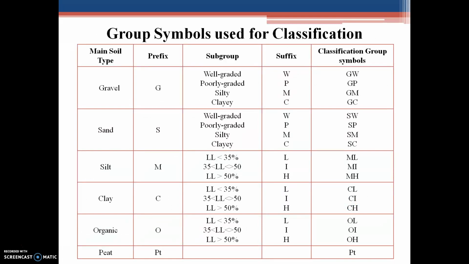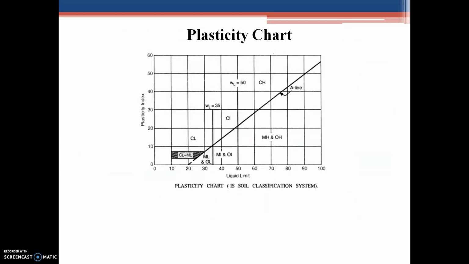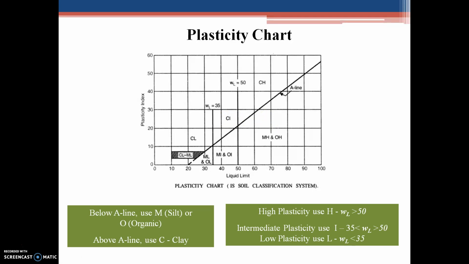The group symbols used are almost similar to the one which was used in the unified soil classification system. Here you can see the change in the plasticity chart as compared to the unified soil classification system. There are three divisions in the plasticity chart: less than 35%, between 35 to 50%, and greater than 50%. Rest, the equation for the A line is the same as it was in the unified soil classification system.